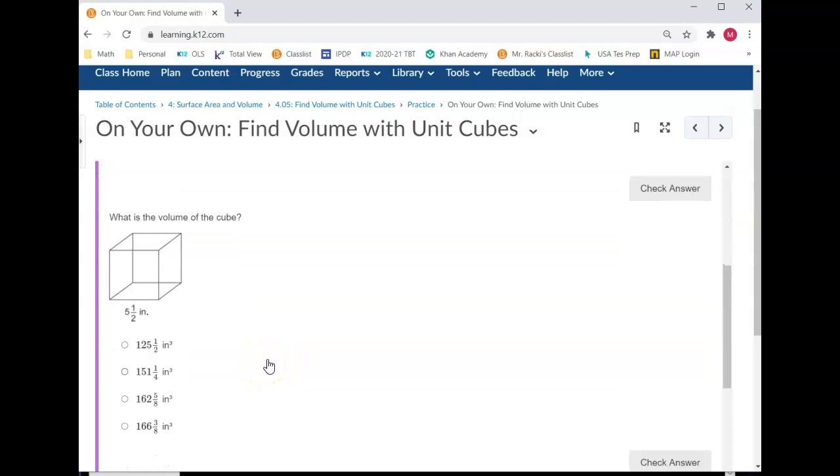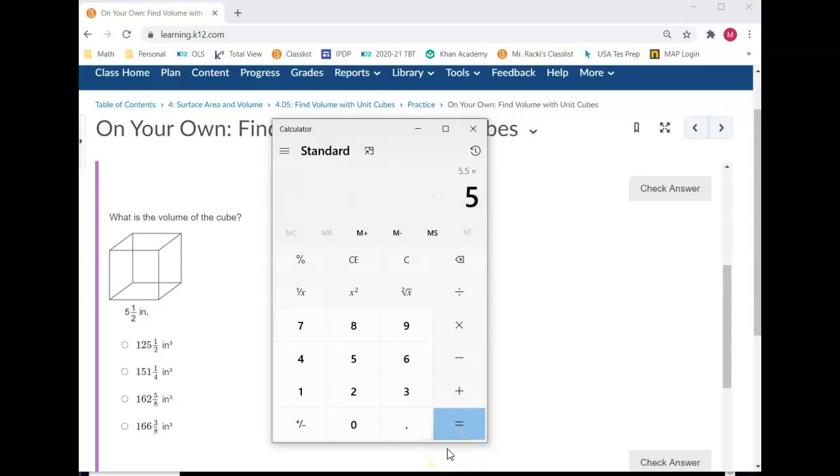What's the volume of the cube? Well, we could either do it the easy way or the hard way. We could do 5.5 times 5.5 times 5.5. That's going to be 166.375. Now there's only one number up here that has 166 as the whole number part of it, and that's 166 and 3/8. Is 3/8 the same as 0.375? Let's test it. 3 divided by 8. Yep, it's the same. So it's going to be this one.